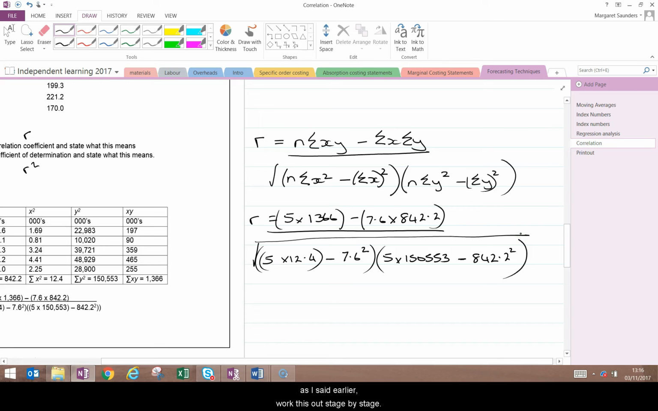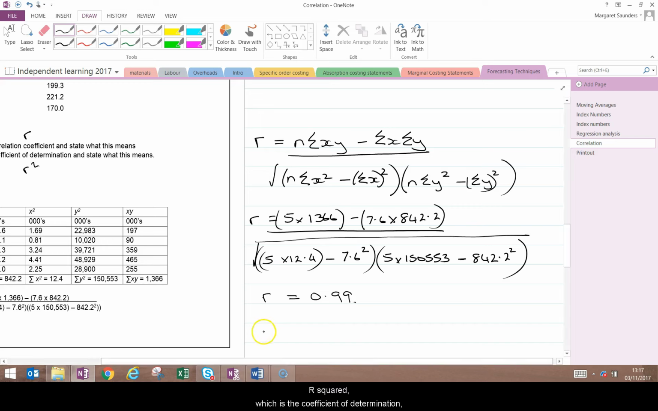So again, as I said earlier, work this out stage by stage. Don't try and put the whole calculation into your calculator in one go. And the answer to this is that r is equal to 0.99. So this indicates that there is a very strong positive linear correlation between x and y.